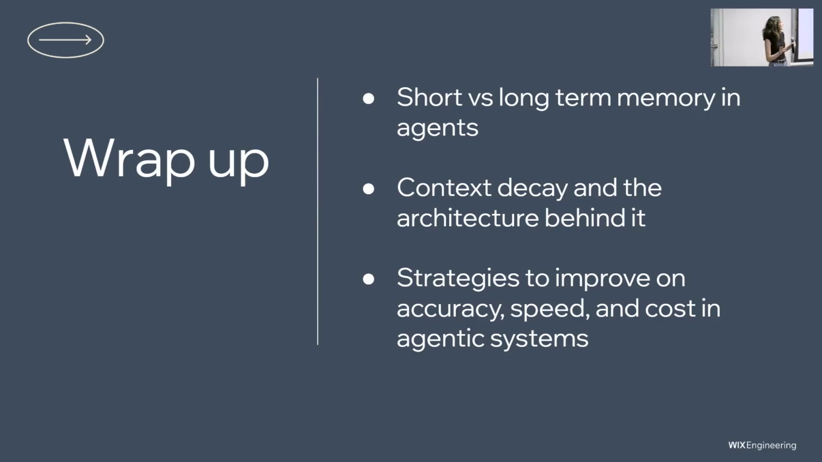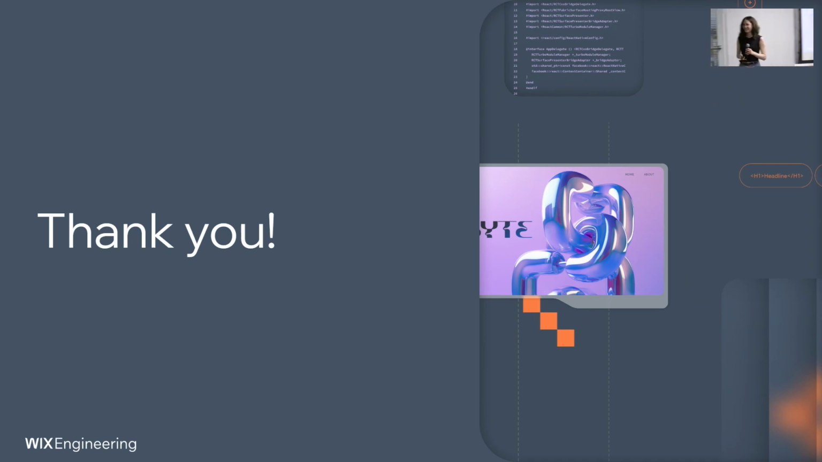Just to wrap up, we went over short and long-term memory and agents, context decay and the architecture behind it, as well as strategy to improve accuracy, speed, and cost in agentic systems. That's it. Thank you.